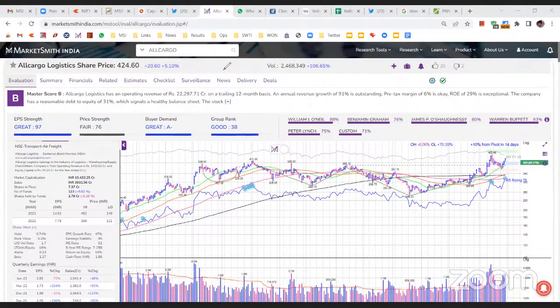So overall, if you look at it, the growth story has been improving and gaining momentum for Allcargo at the moment. Why we would not advise an entry or a fresh entry into the stock: one, it's extended from the pivot.